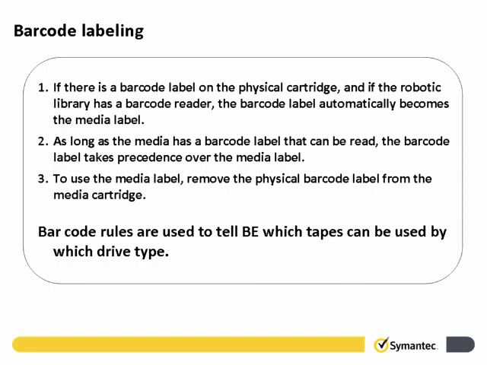Barcode rules tell Backup Exec which tapes can be used by which drives. And this is particularly important if I have a library that has multi-generational tape drives in it. So if my tape library has an LTO3 drive and an LTO4 drive, then these barcode labels tell Backup Exec which drive can read which tape.